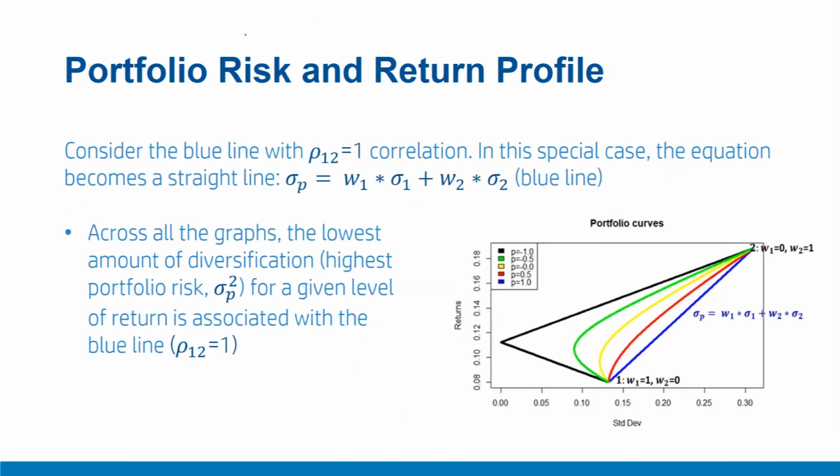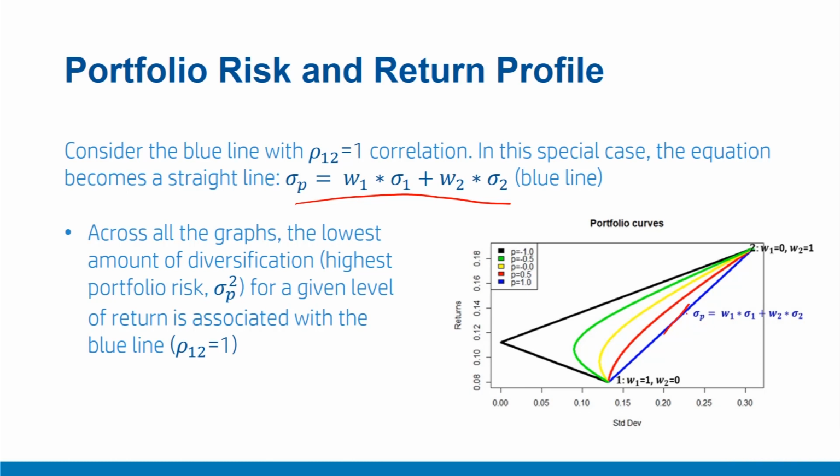Now please consider the blue line here with rho 1 2 equal to 1, a correlation. In this special case, the equation becomes a straight line with sigma p equal to W1 sigma 1 plus W2 sigma 2. This is the blue line case. It should be clear from the graph itself that across all the graphs, the lowest amount of diversification, that is highest portfolio risk sigma p square, is achieved for a given level of return associated with this line.